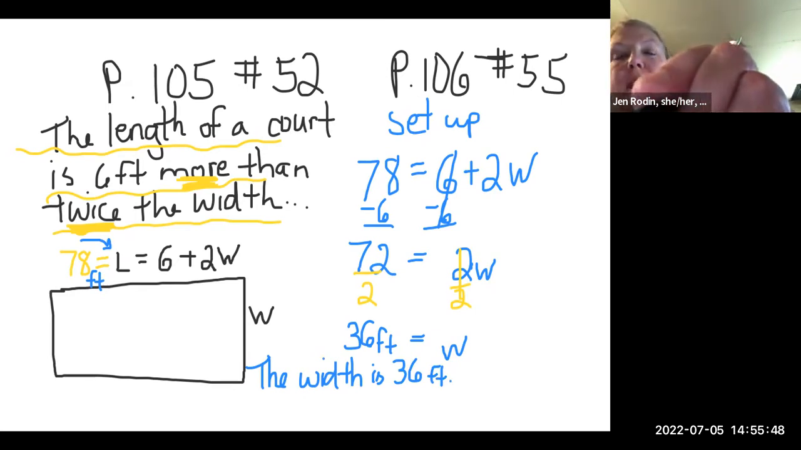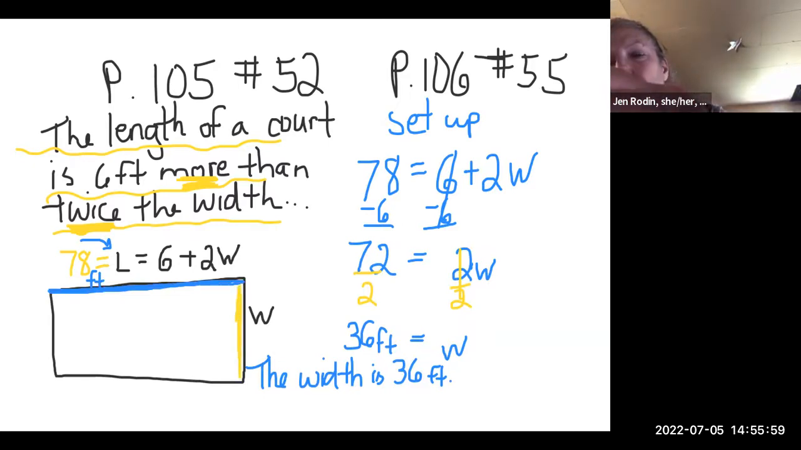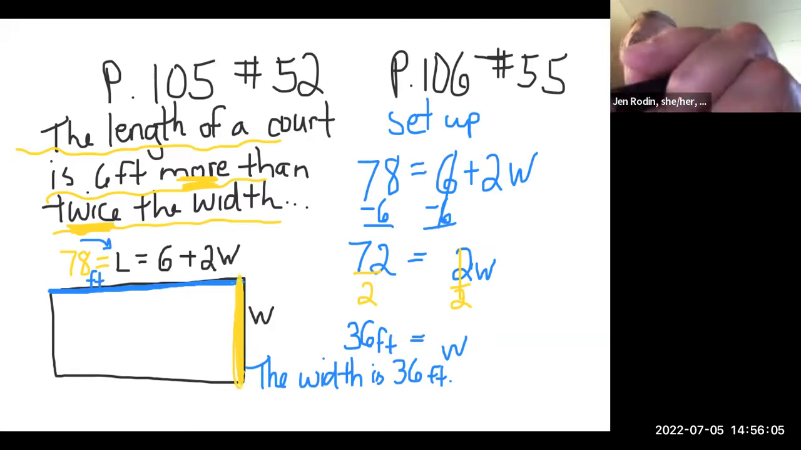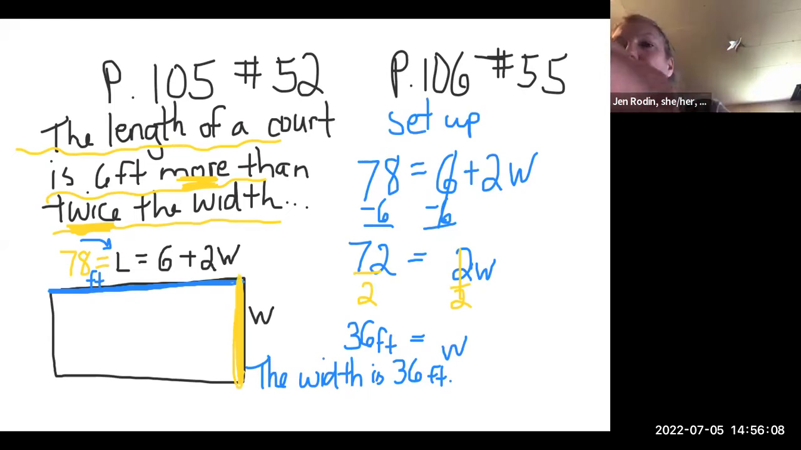So the estimating, remember when we're estimating, draw that picture. The length is the long side. The width is going to be shorter than that, probably a little less than half of that. So the width is going to be shorter than the length. So we can guesstimate before we even do that algebra.